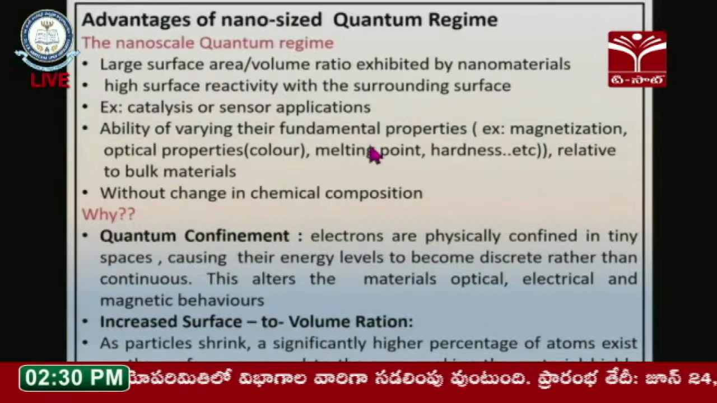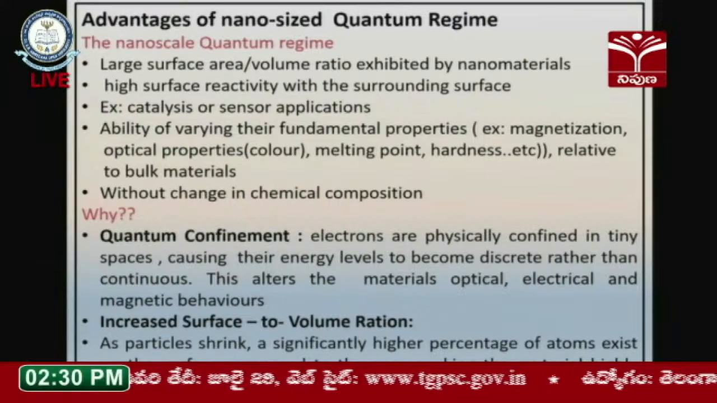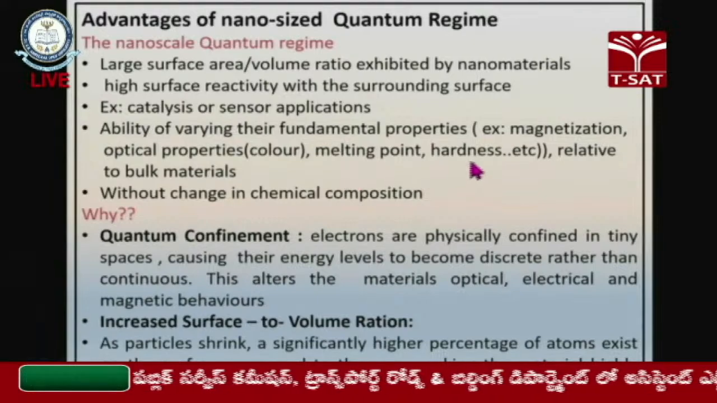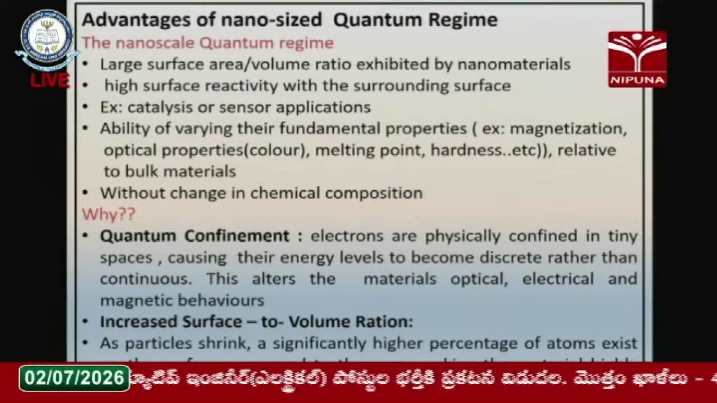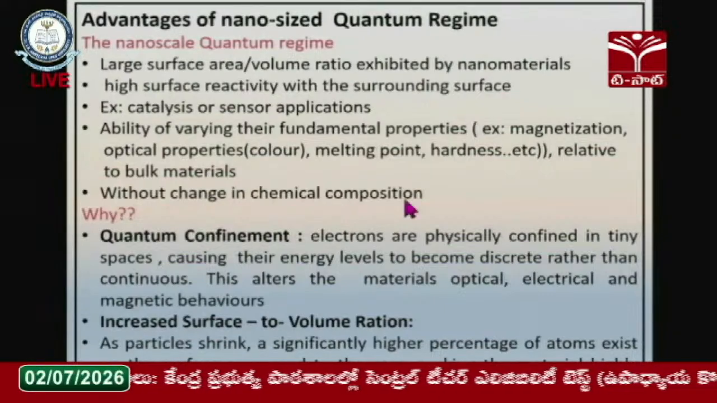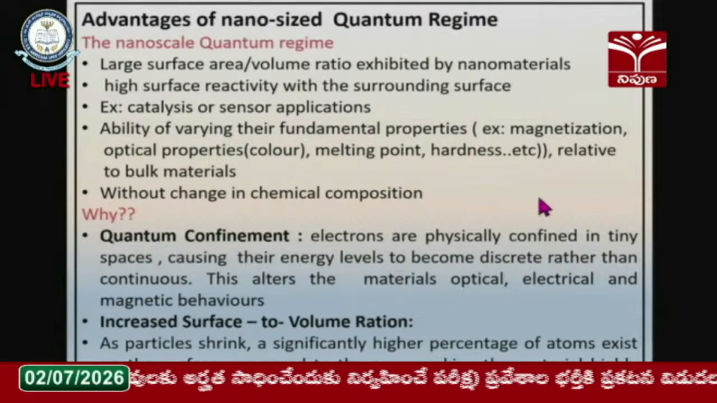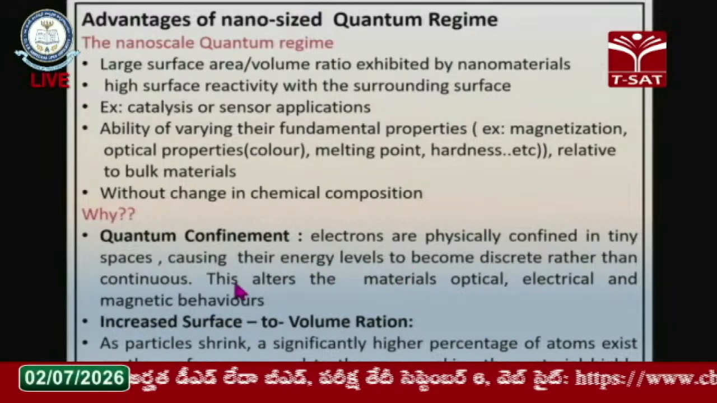Coming to the ability of varying properties: when brought to the nano level, the properties are shown in a different way. Bulk has one property and the nano level has a different property. We can see this in magnetization, optical properties, melting point, and even hardness, without changing the chemical composition. What is happening in the material? That is quantum confinement: earlier the electron was continuous, but it is confined to a limited portion, so we have fixed values and therefore discrete energy levels. That is the basic thing in quantum nanomaterials.